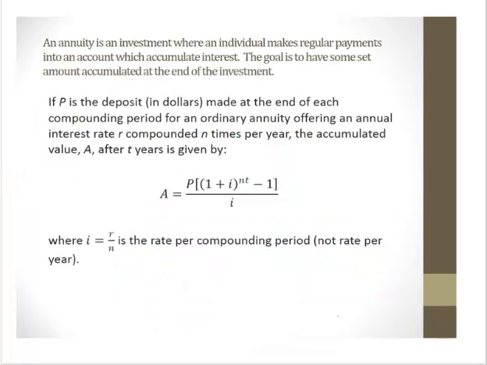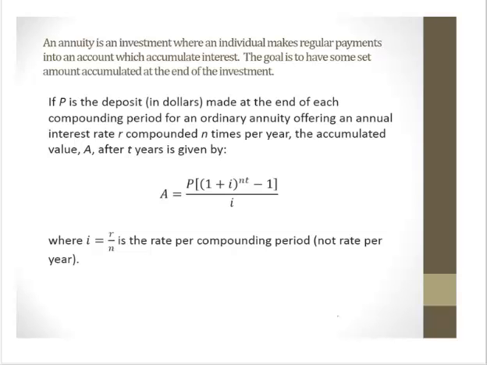An annuity is an investment where an individual makes regular payments into an account which accumulate interest. The goal is to have some set amount accumulated at the end of the investment. All right, so whereas before we were plunking down some amount in the beginning and then not touching it again, now we're regularly putting in an amount of money.